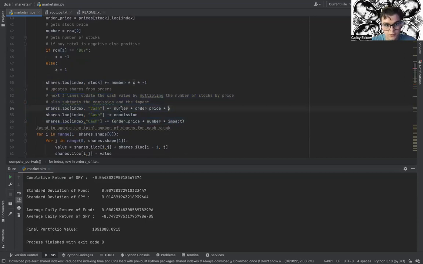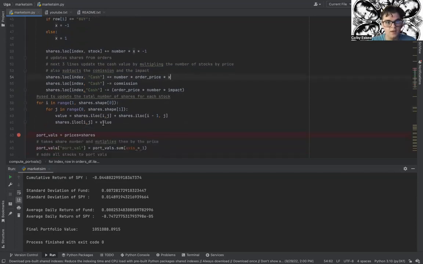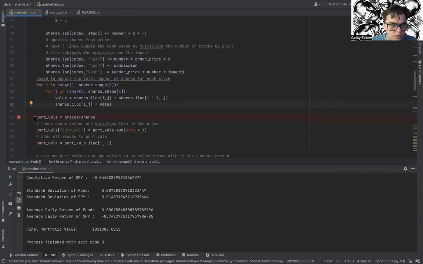So obviously you take the number of stocks, multiply that by how much each stock cost, and if you're buying or selling, and add that to the cash. Then you subtract out the commission and you subtract out the impact. Then you gotta, why is this red? Okay. Then you gotta update the shares themselves.